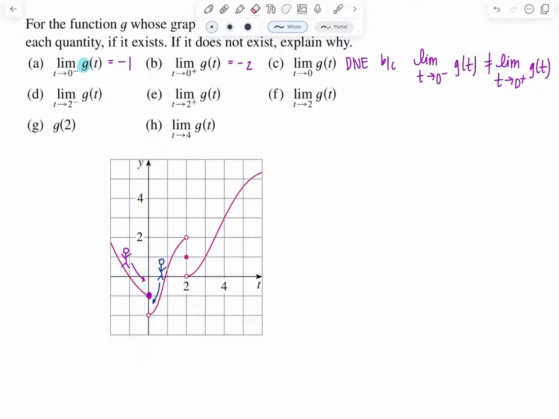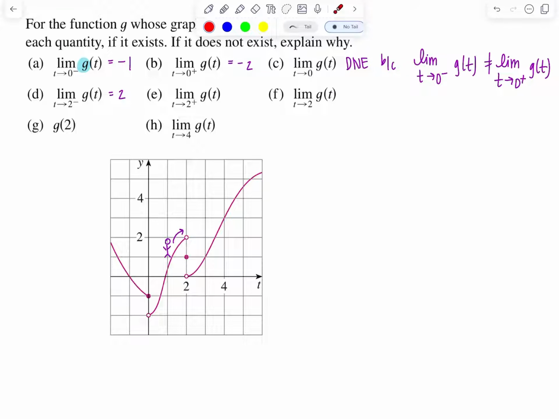Okay, let's move on. Look at a couple more components of this graph. Part D, the limit as t approaches 2 from the left of g of t. So here's 2. From the left means we're walking on that part of the graph. Okay, strolling along. What y value are you tending towards? The closer and closer you get to 2. Positive 2, right? Very good.